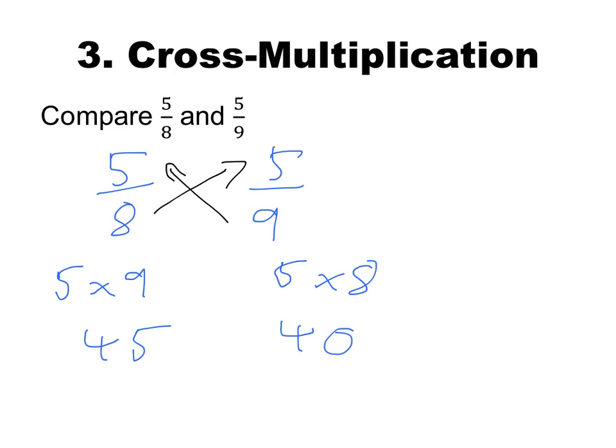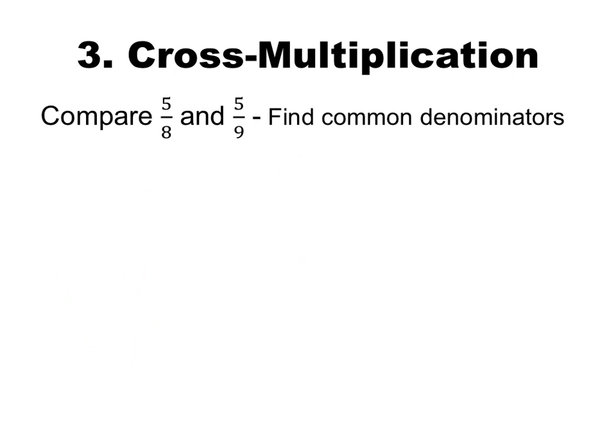Okay. Now we can easily compare those two numbers. 45 is bigger than 40. So that means that 5 times 9 is bigger than 5 times 8, which means that the fraction 5/8 is bigger than the fraction 5/9. Okay. So that's how we can do cross multiplication. Now the next question is, why does cross multiplication work?